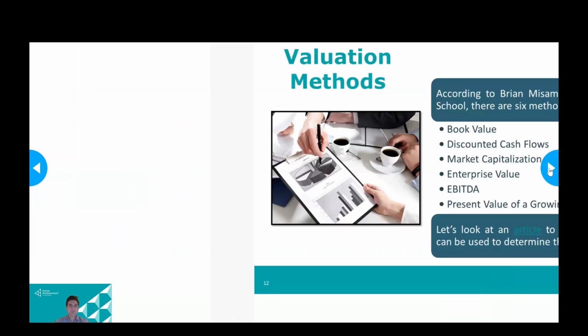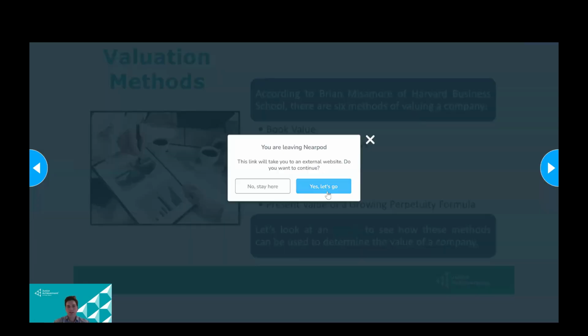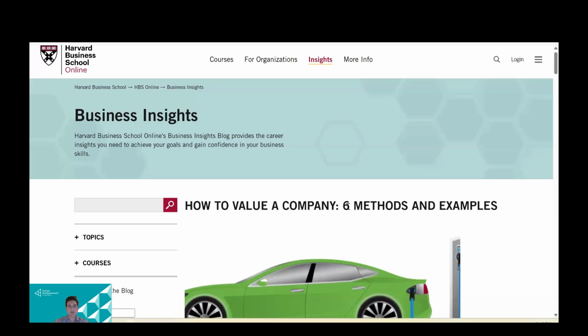So for valuation methods, we're going to look into Harvard Business because they have six methods of valuing a company. And I learned all this in college. As high school students, we're going to keep this in a very simplistic manner so that you can really understand how these six metrics work. So let's go into the article and go step by step, very simple, to understand what these six valuation metrics mean. Okay.